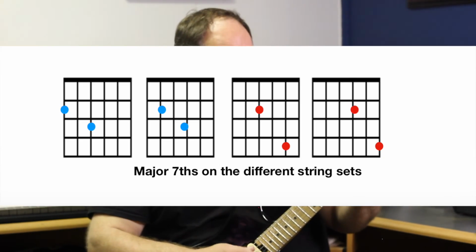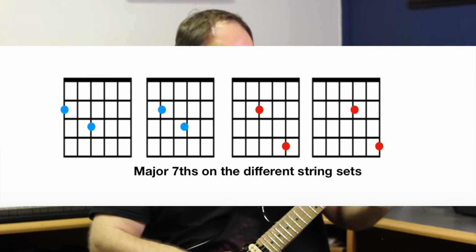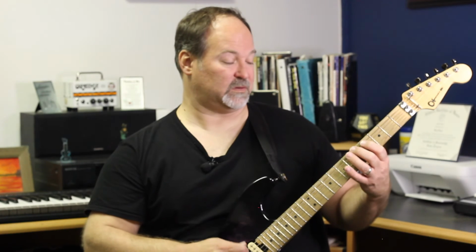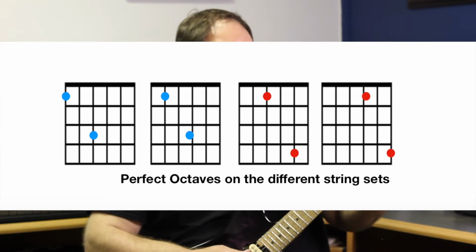And then our seventh, 1, 2, 3, 4, 5, 6, 7. Same, and then here it moves up, and then same thing on this set. All right, then we have our octaves. 1, 2, 3, 4, 5, 6, 7, 8. Our perfect octaves here. Then we get here, it moves up a fret.